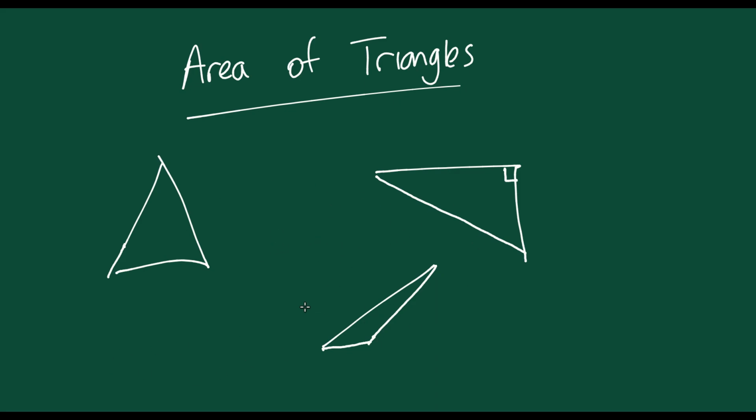So the area of a triangle is half times base times height. So write this down. This is going to be the key formula we focus on in this video. The area of a triangle is half times base times height.